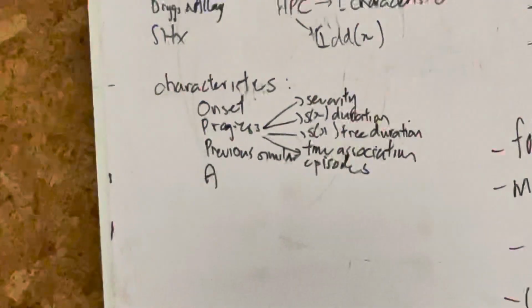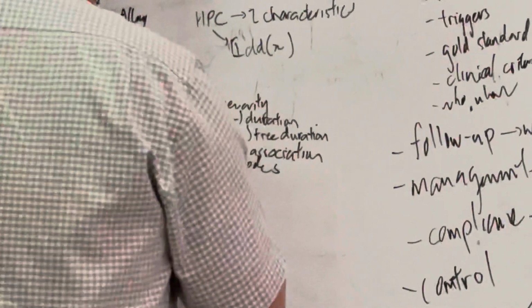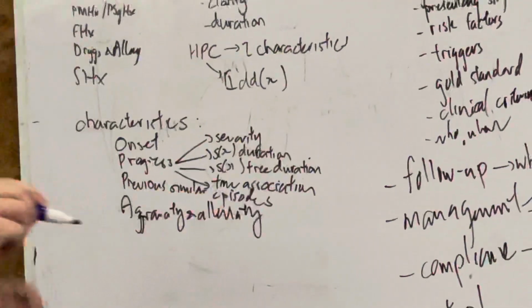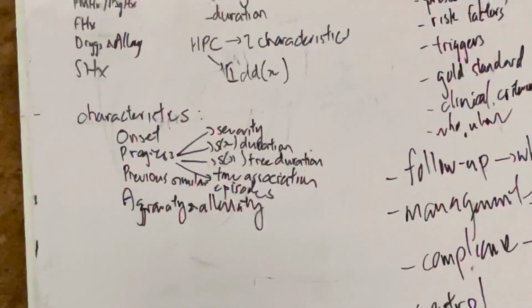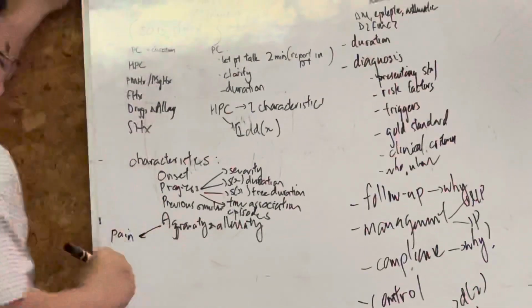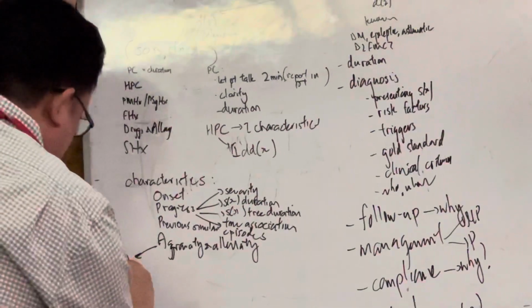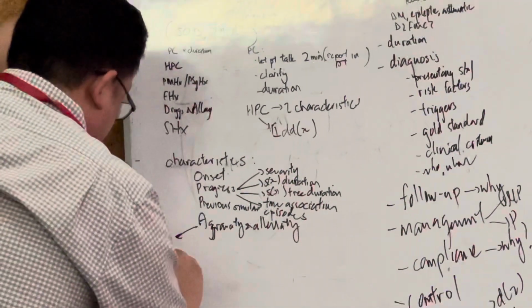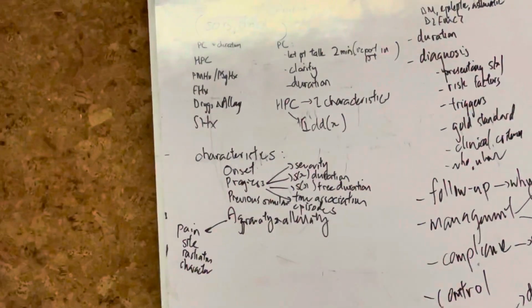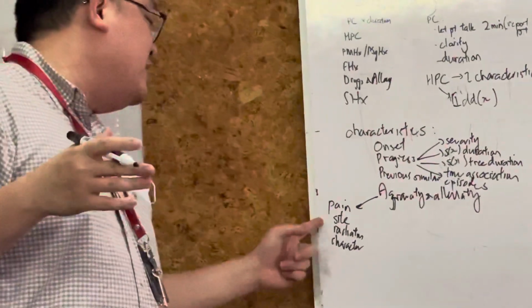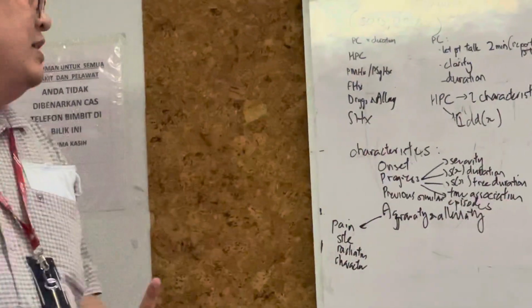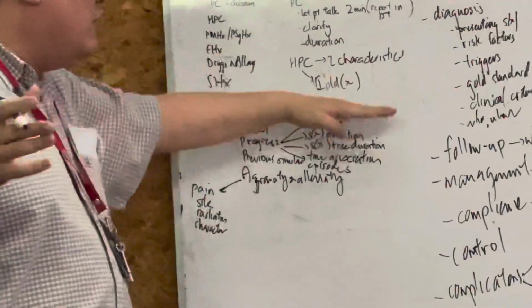Okay, and A is aggravating and alleviating. Okay, the characteristics. So if the patient has pain, what must I add on? I must add on site, radiation, and character. Whether it is head pain, heart pain, chest pain, abdominal pain, back pain, leg pain, all must have site, radiation, character on top of onset, progress, previous similar episode, aggravating, alleviating factor. Okay, and then you think of the differentials, then you work through all the differentials.